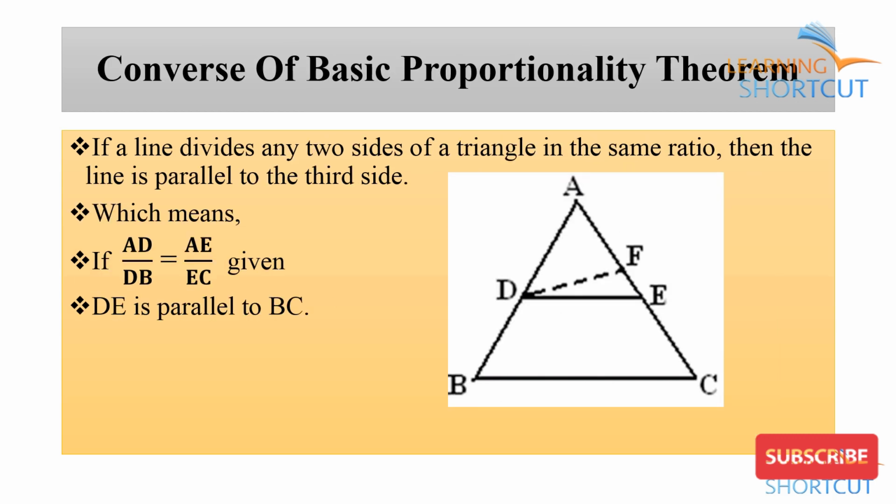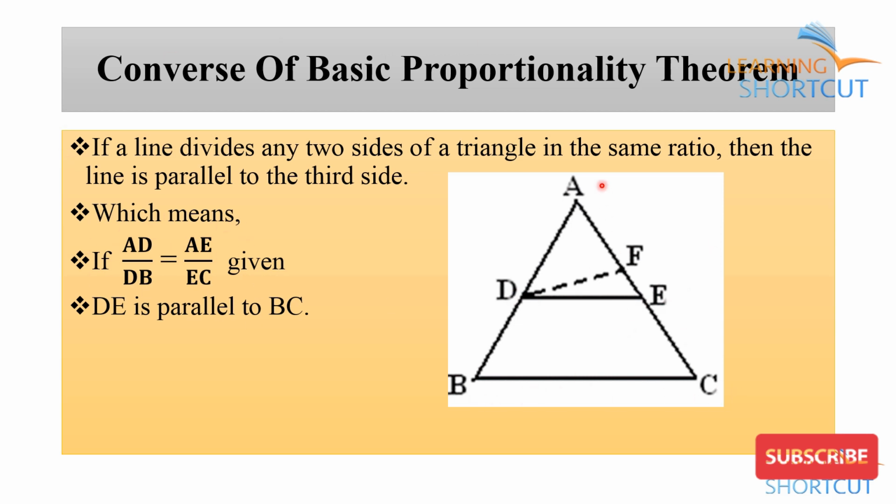Next we can see the converse of the basic proportionality theorem. It looks the same as the proportionality theorem, but here it says that if a line divides any two sides of a triangle in the same ratio, then the line is parallel to the third side. Which means if AD divided by DB is equal to AE divided by EC, this gives that DE is parallel to BC.